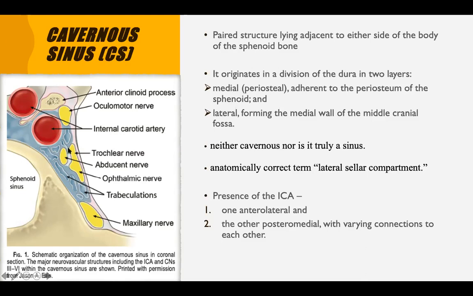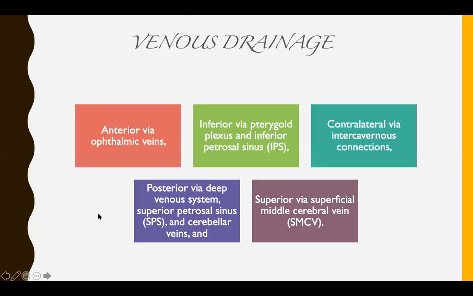It has multiple structures, cranial nerves and the ICA. The ICA divides basically into an anterolateral and a posteromedial part. The cranial nerves are the third nerve, the oculomotor nerve, the trochlear nerve, the ophthalmic and maxillary divisions of the trigeminal nerve, and the abducent nerve. According to the clinical presentation of CCF, as I presented last time, there are different classifications. We should know where the drainage is, and according to the drainage, the patients are symptomatic.